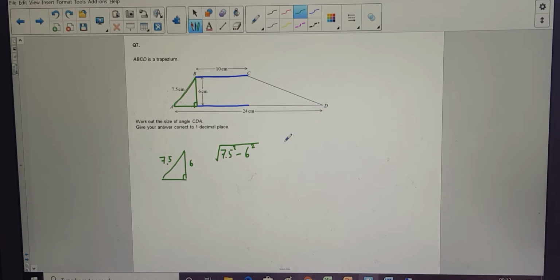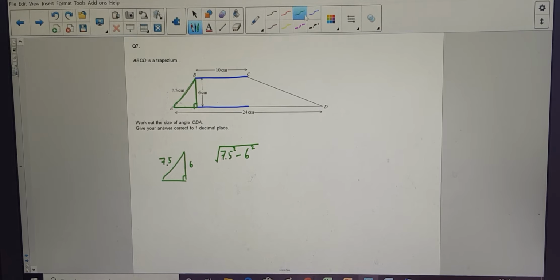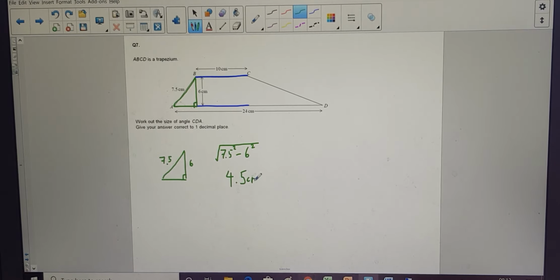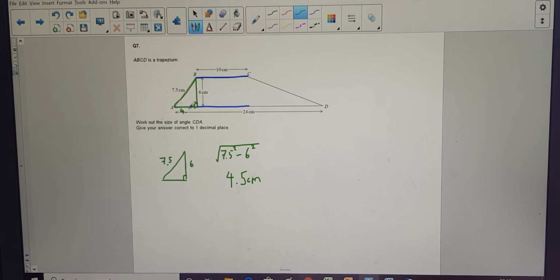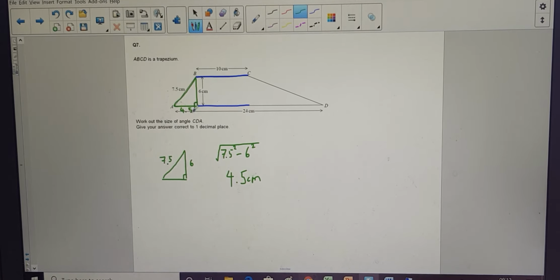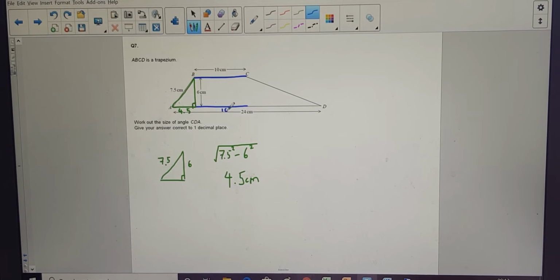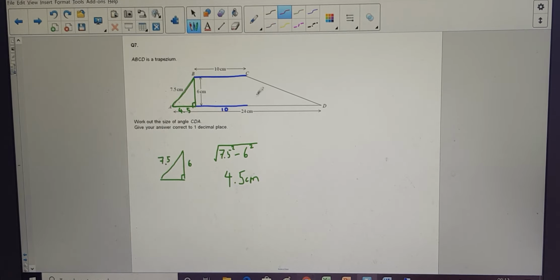Oh no, it's a nice number. Lovely. Right, so this length here is 4.5 centimeters. So I know this length here is 4.5 centimeters. I know that length is 4.5. I know this length is 10. Therefore, I can work out this red length.